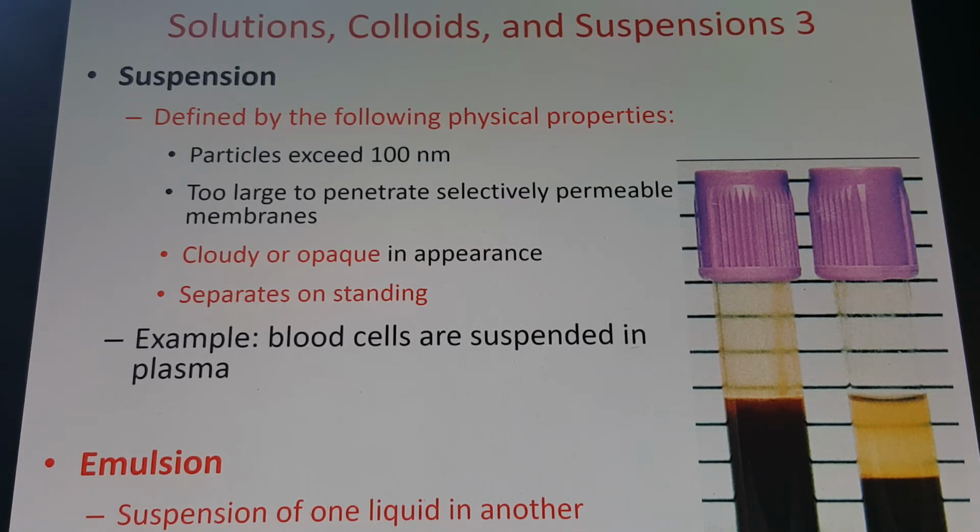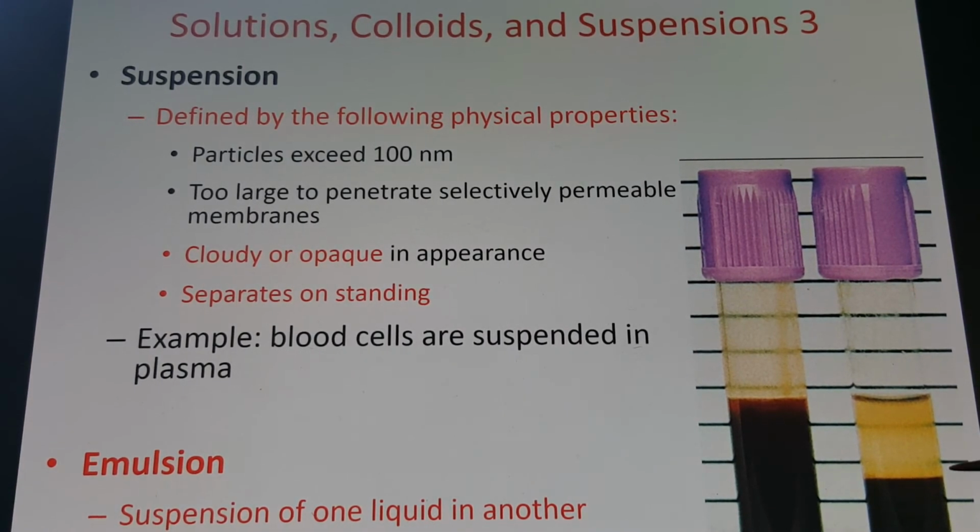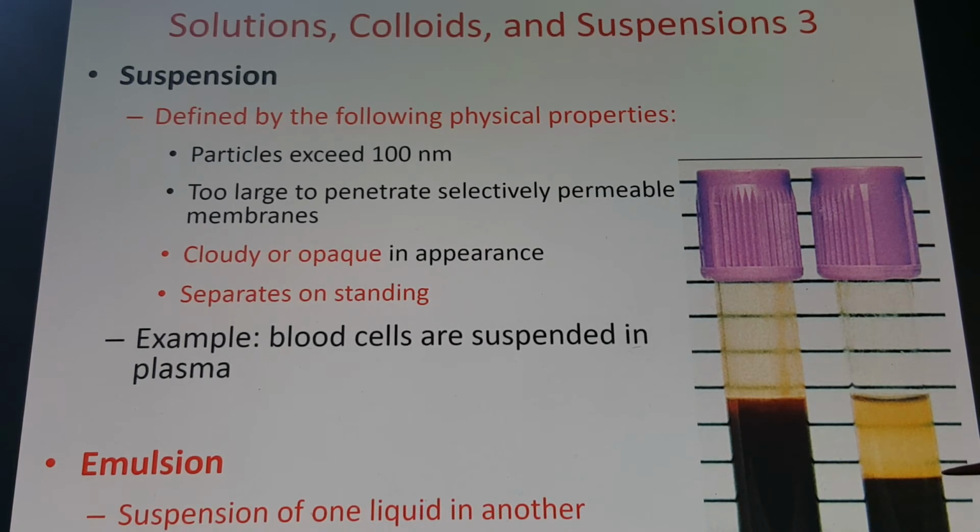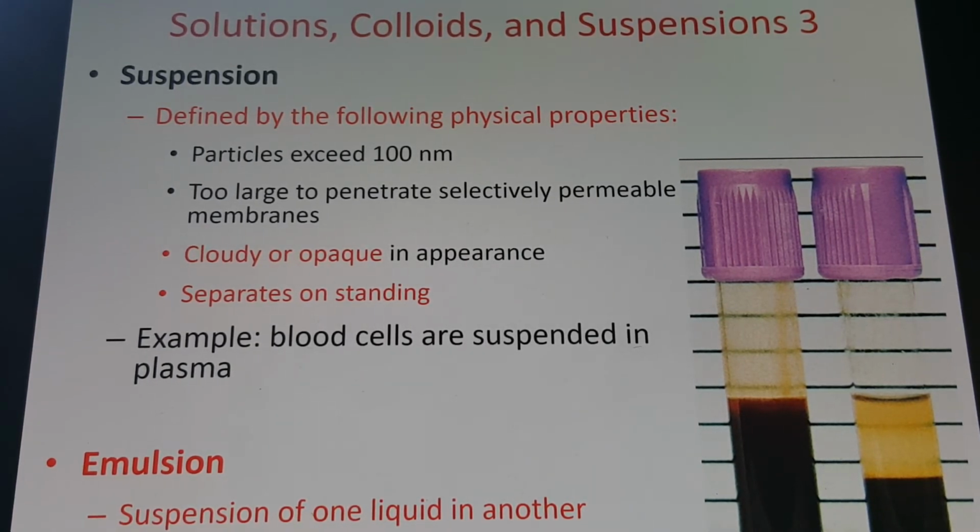If we were really separating this out and you actually could see this, there also should be a very thin layer of white blood cells here between the red and the plasma. The last type of mixture is an emulsion.